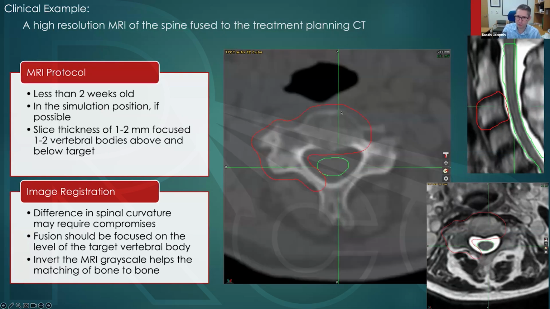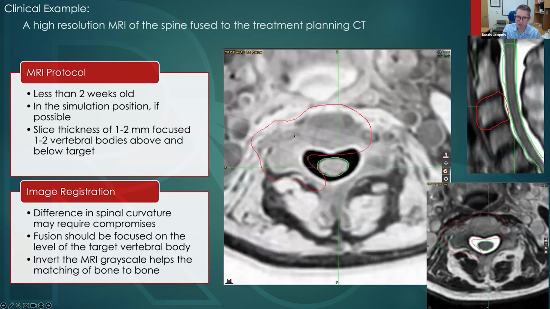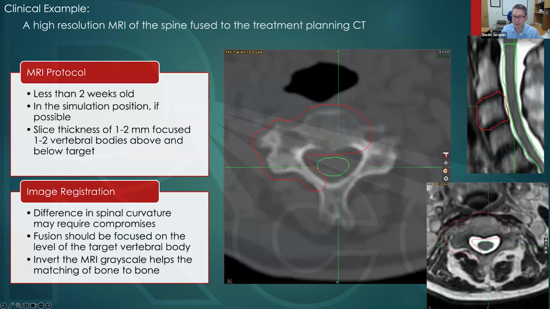Here I have the grayscale inverted, and that makes the MRI look a little bit like normal bone. The image on the lower right here is what the MRI would actually look like to a radiologist. So I usually do this fusion with the MRI inverted, and then I flip it back to the normal color scheme for the physician to contour, since they're usually used to looking at the MRIs in the same color scheme as the radiologist. But this is just a nice little trick for helping you do the fusion.